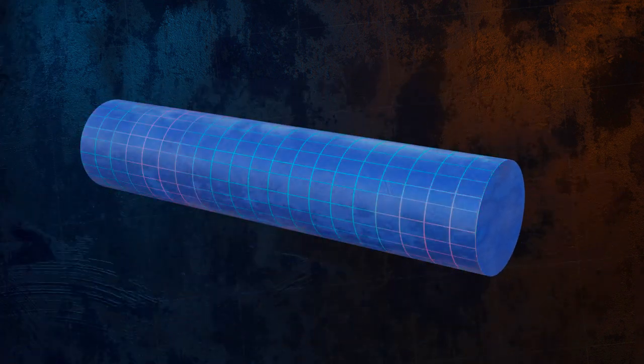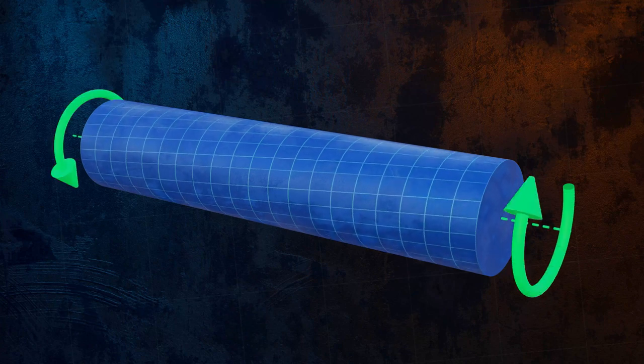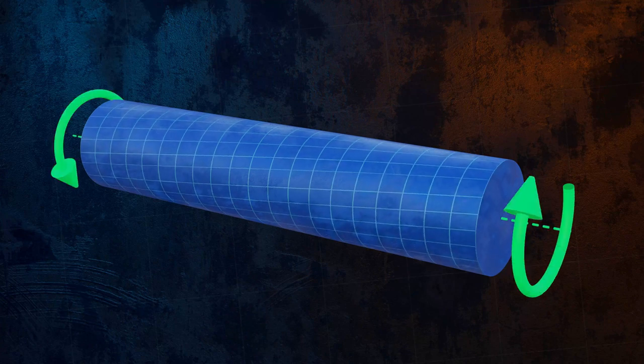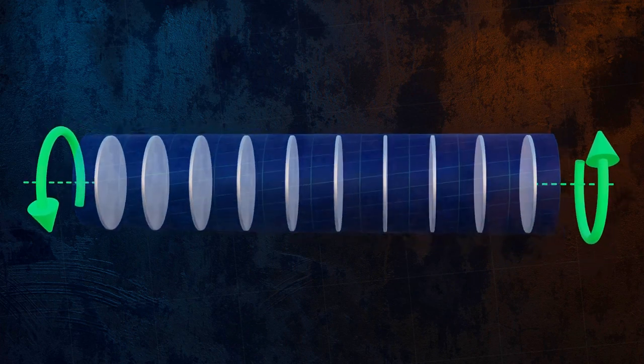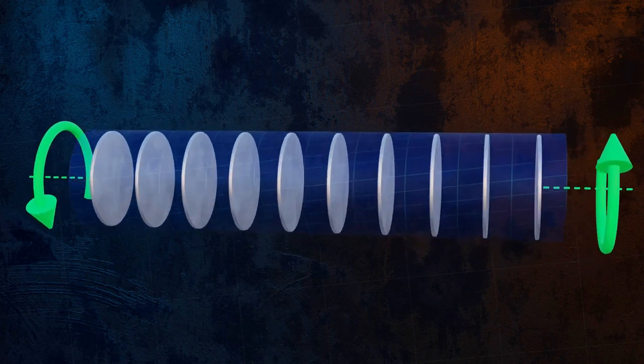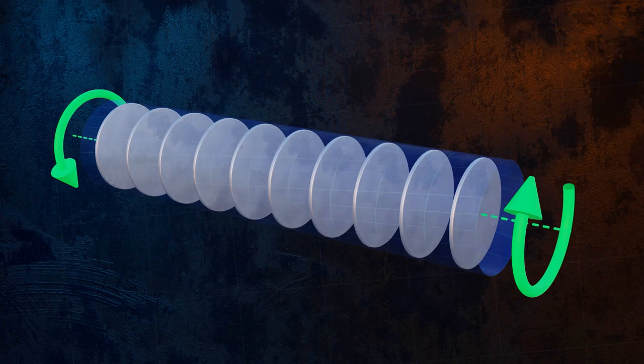Let's explore what happens when we apply torque to a circular bar. We can see that the applied torque causes the bar to deform by twisting. An interesting thing we can observe is that individual cross-sections of the bar do not get distorted by the twisting. We can imagine that the bar is made up of multiple individual discs, which rotate relative to each other when the torque is applied, but do not deform.